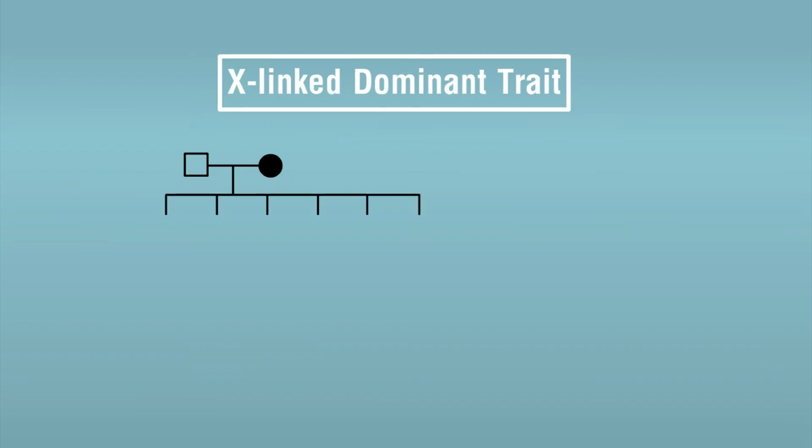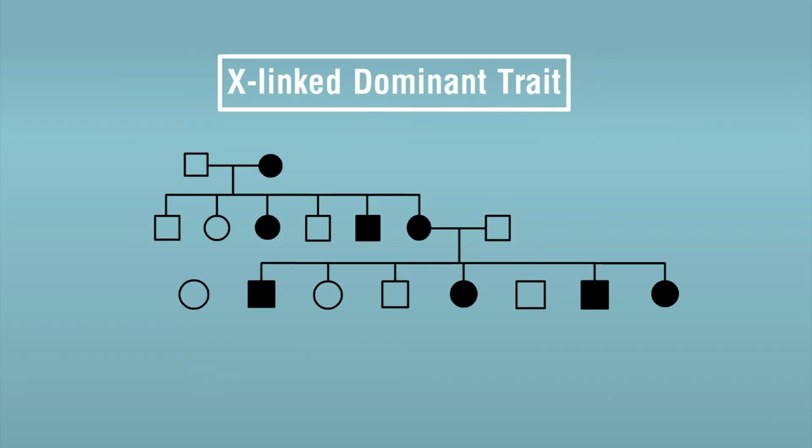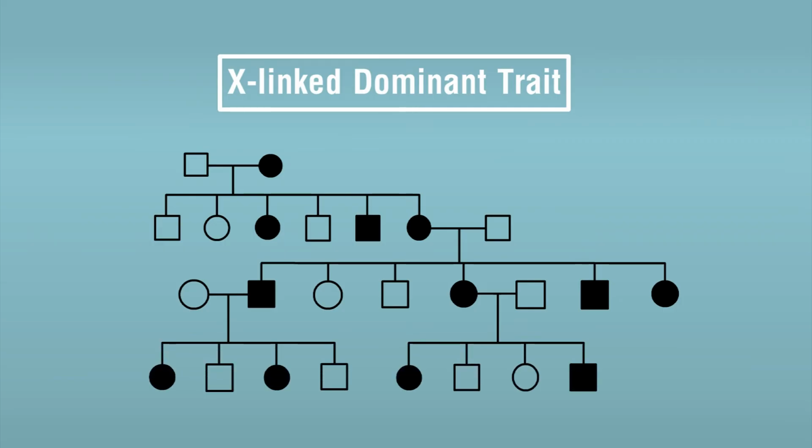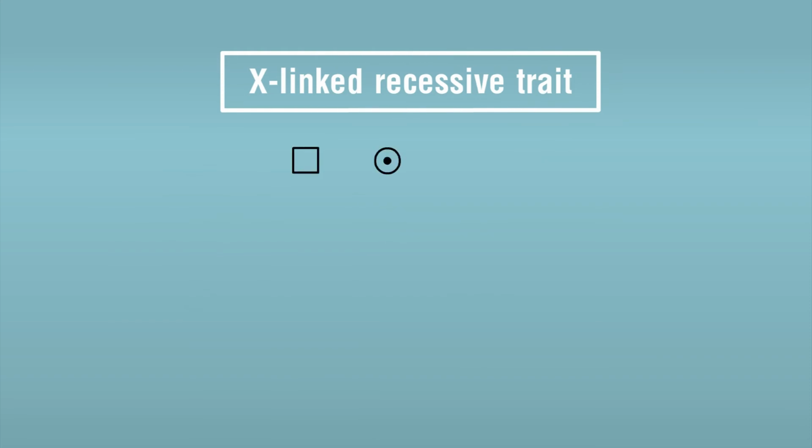In X-linked dominant trait, there are 2 conditions, affected father and normal mother, affected mother and normal father. Mutation in a single copy of X gene is enough to cause disease in both males and females. Next, let us observe about X-linked recessive trait.